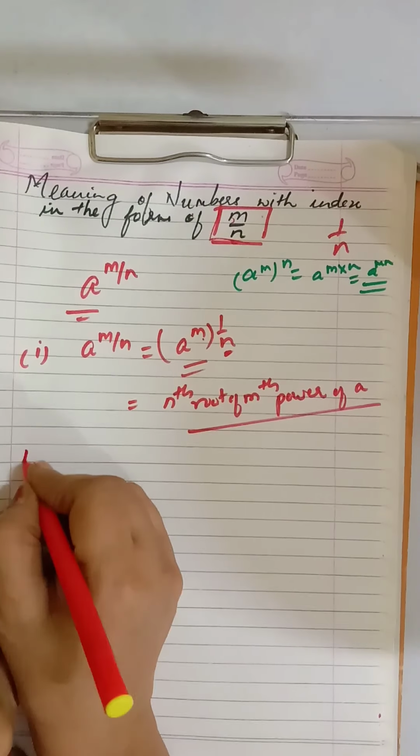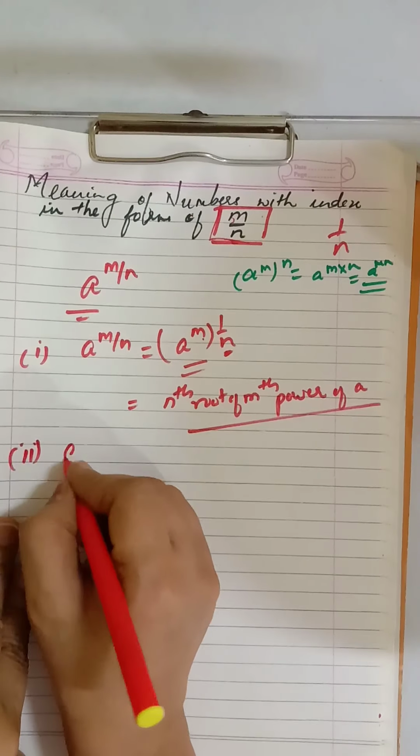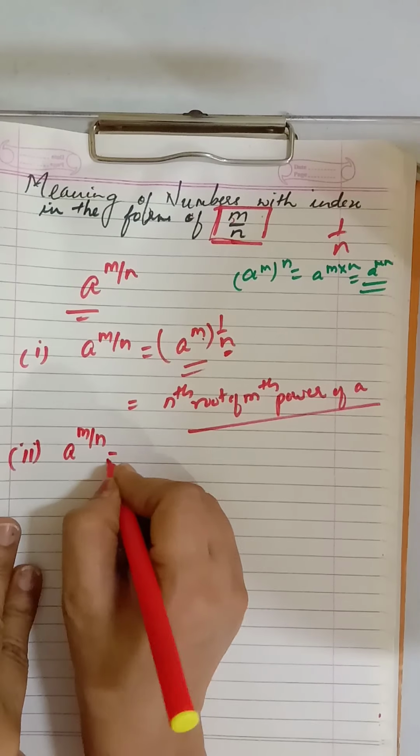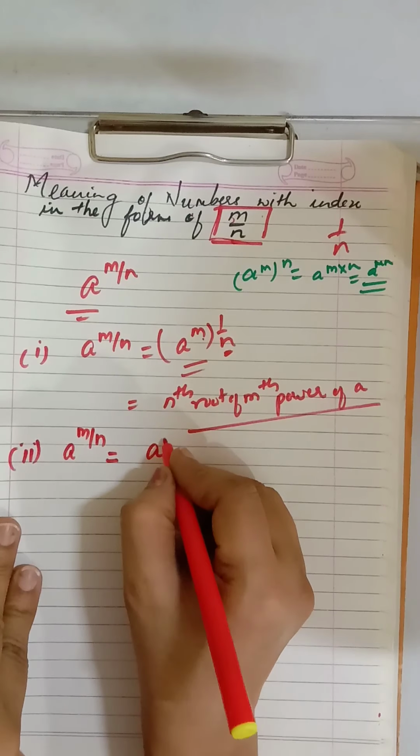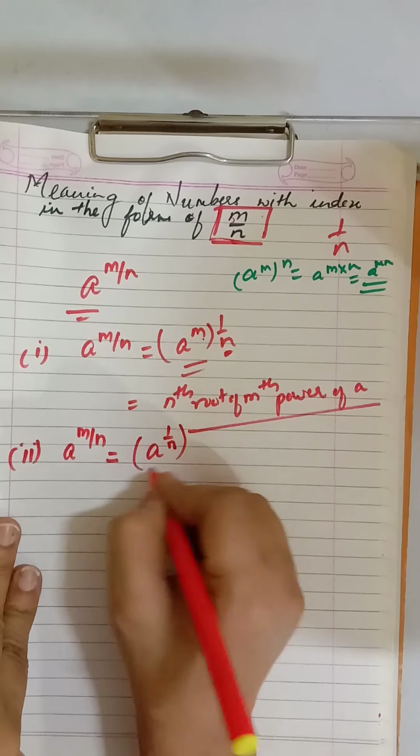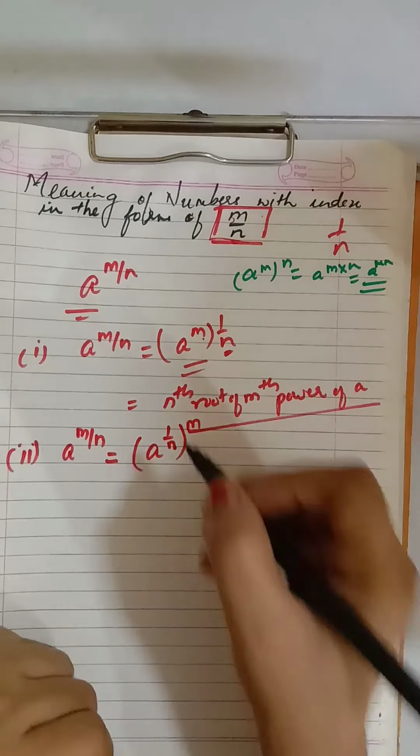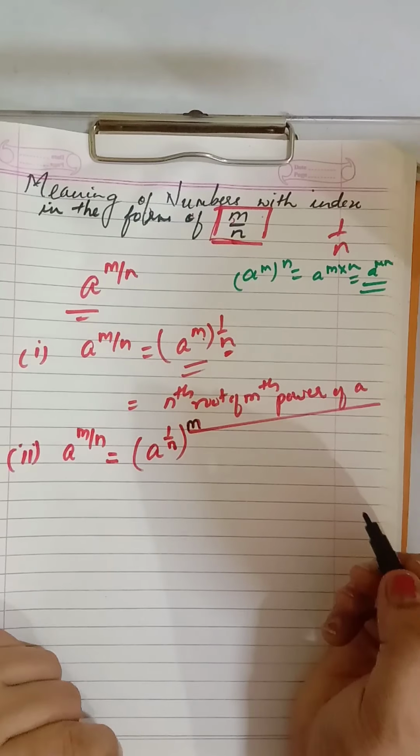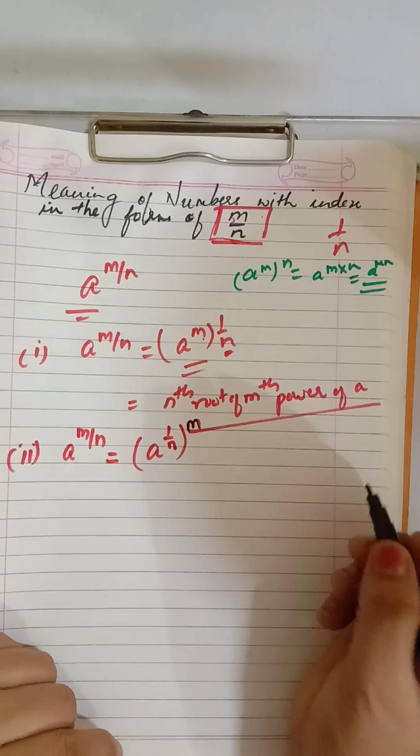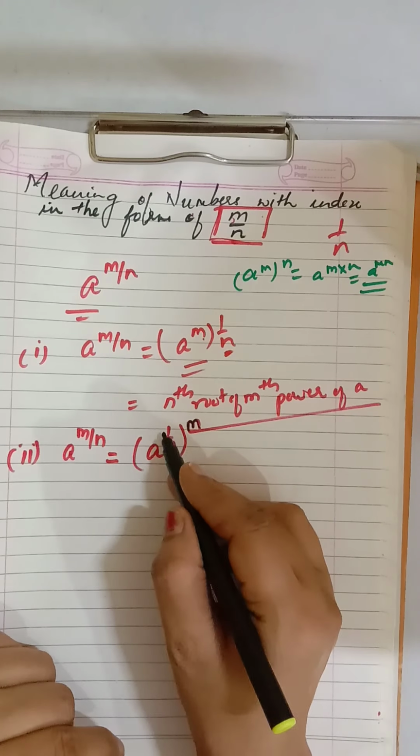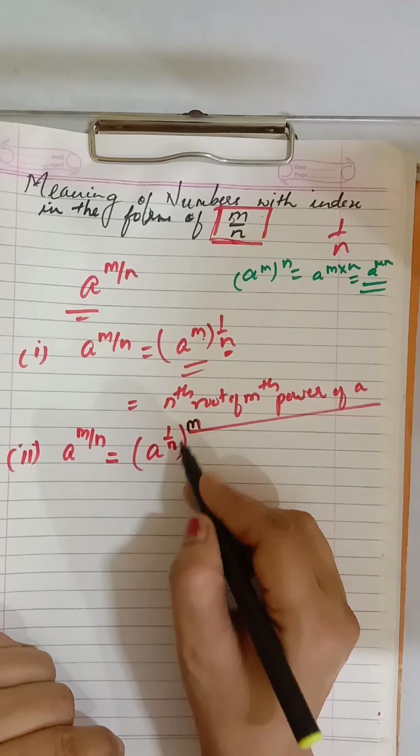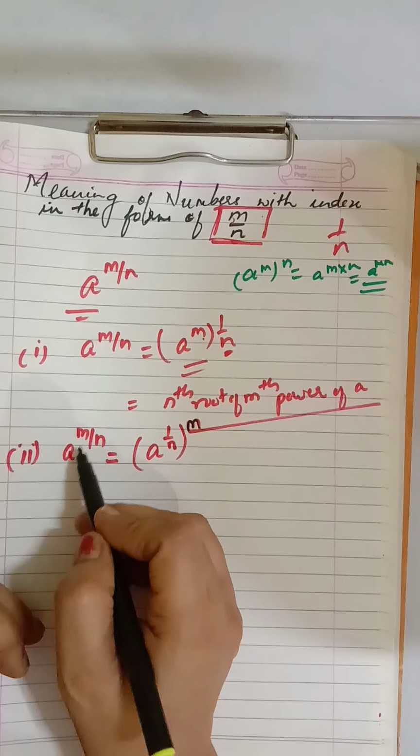Now I can also write this differently, children. a raised to m upon n can also be written as a raised to 1 upon n, whole raised to m. Yes or no? Again it becomes the same, because 1 into m becomes m upon n. It is the same: a raised to m upon n.